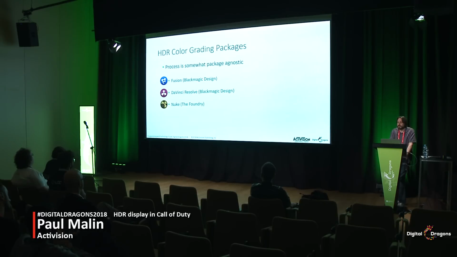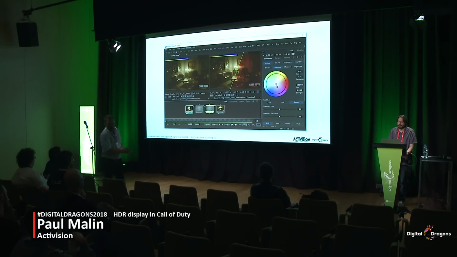We looked at Fusion, DaVinci Resolve, and Nuke as potential color grading packages. These are actually compositing packages, but they have good color grading tools. So this is the Fusion UI. Operations are added to a node graph at the bottom of the screen, and there are preview windows at the top and options for the selected node on the right-hand side.